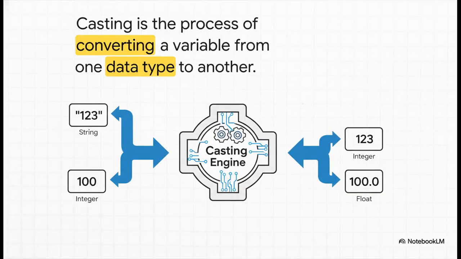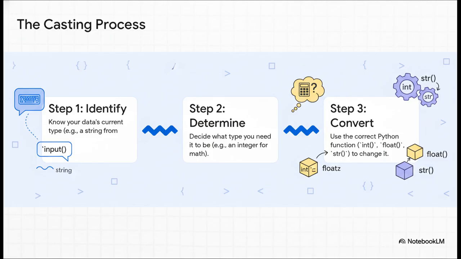And really, that's all there is to it. Casting, and sometimes you'll hear it called typecasting, it's just the official term for switching a variable from one data type to another. It's how we get our different data languages to finally talk to each other. And here's the cool part. It's a simple 3-step process every single time.